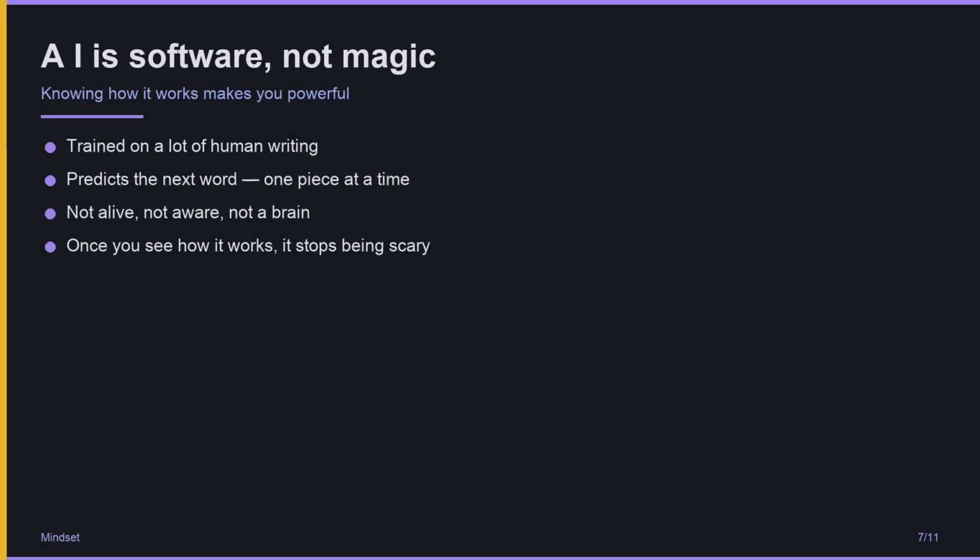Here is a spoiler we will come back to often. AI is software, not magic. It is trained on a lot of human writing. It predicts the next word, one piece at a time. It is not alive. It is not aware. It is not a brain in any meaningful sense. And once you know how it actually works, you stop being intimidated by it, and start being powerful with it.